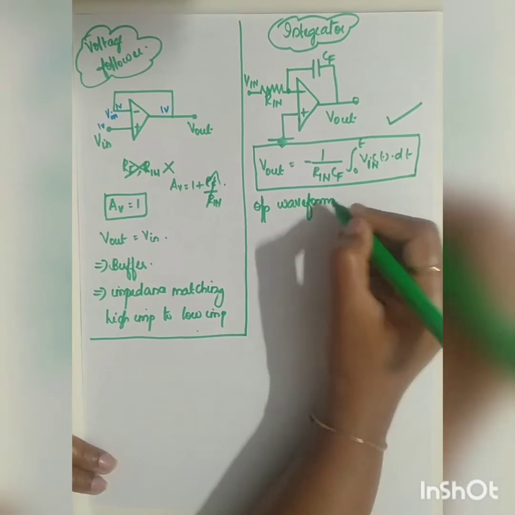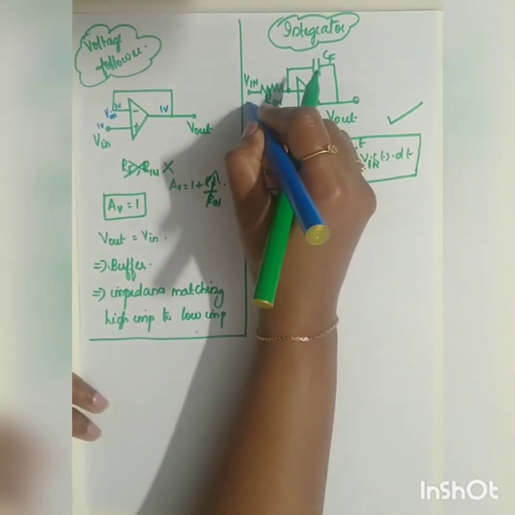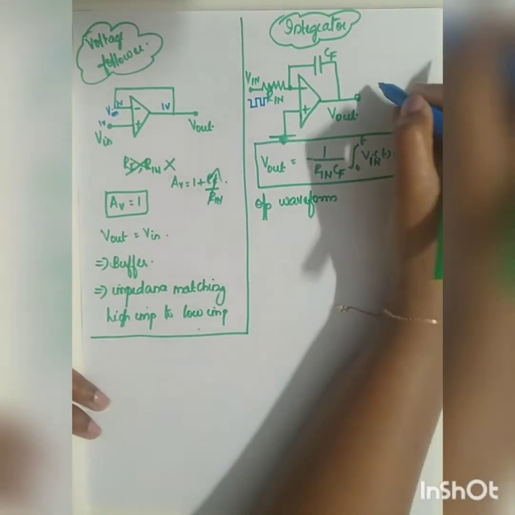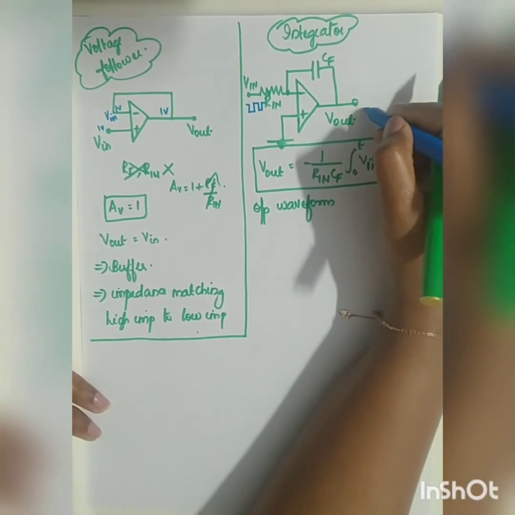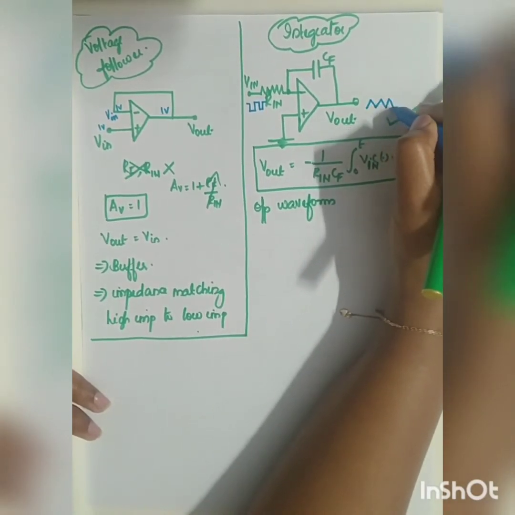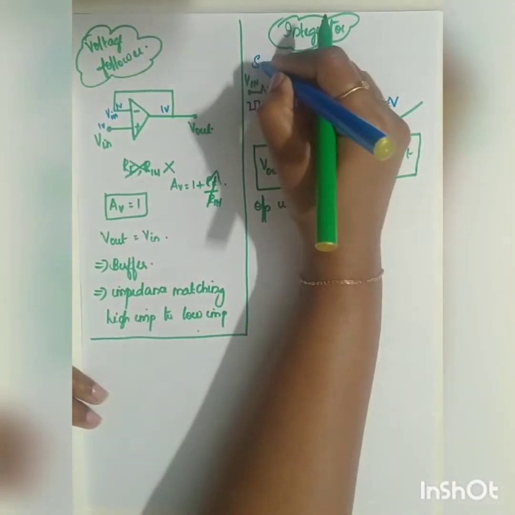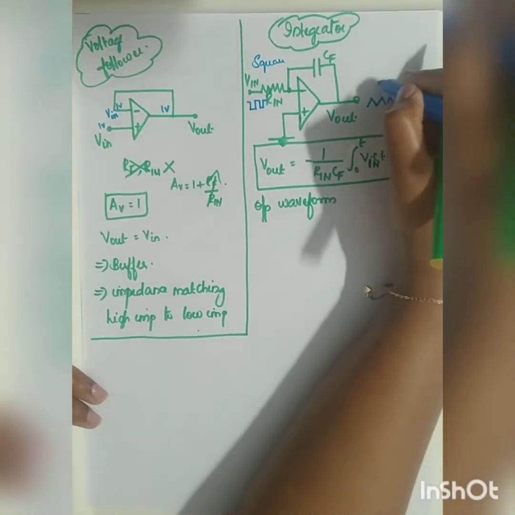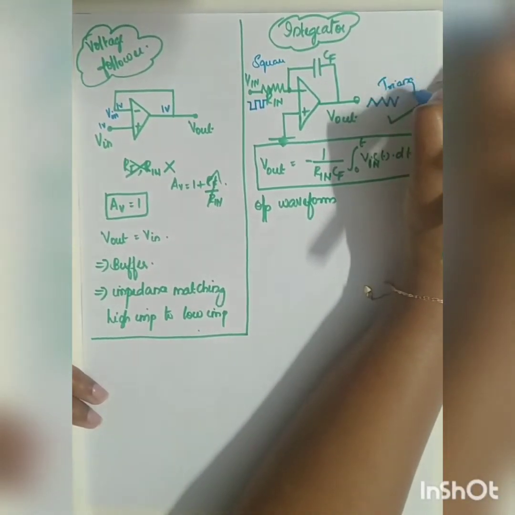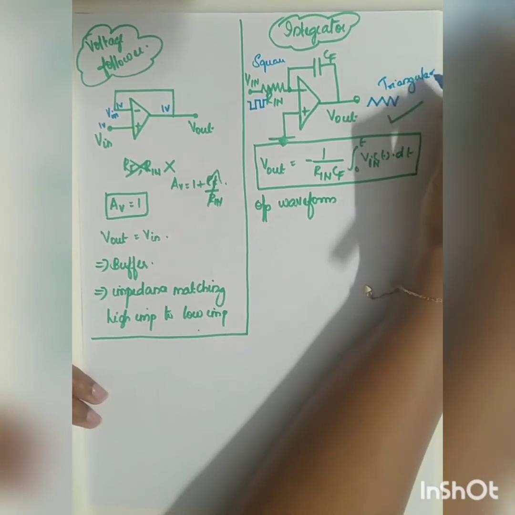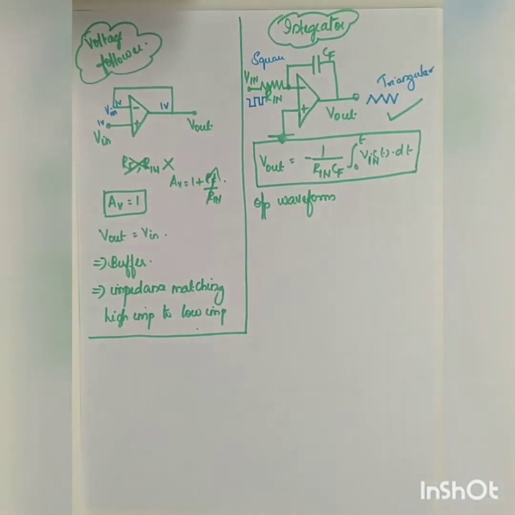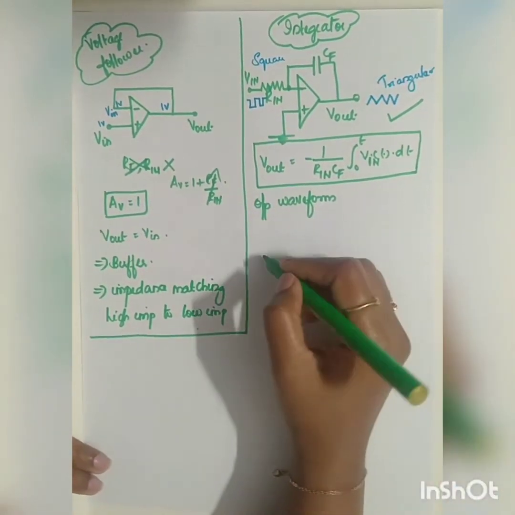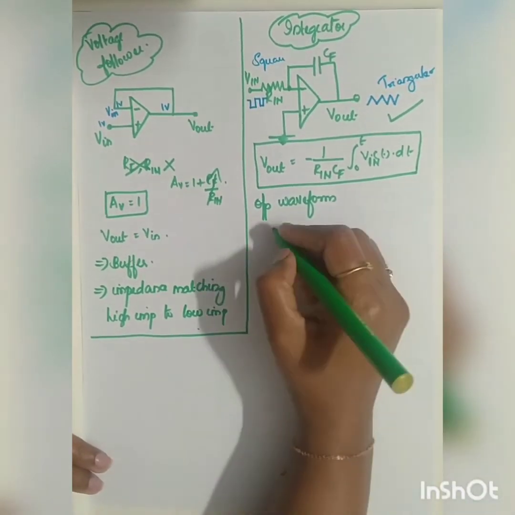So if I am giving an input as a square wave, I'll get the output as a triangular wave. So input is square, output you will be getting a triangular wave. We are concentrating on the area of your square signal, inside the area, right? So how will you get the waveforms?